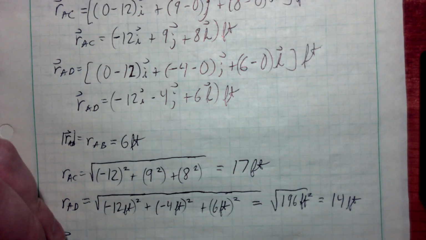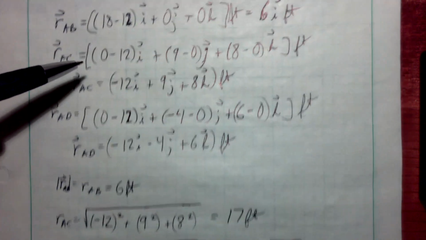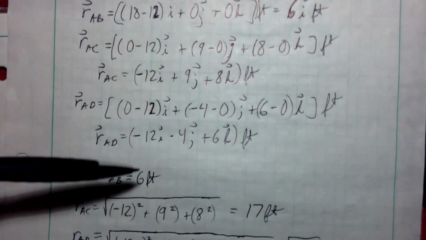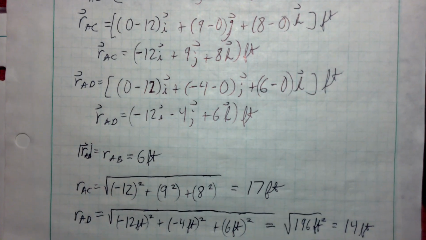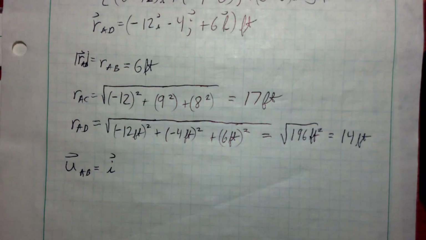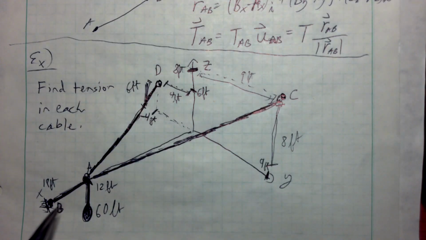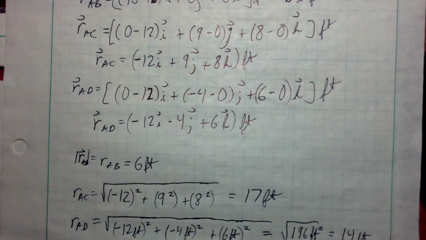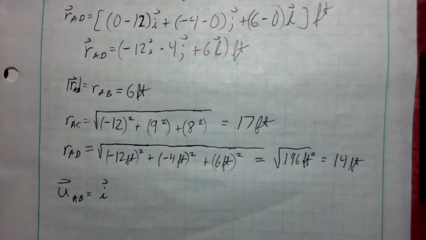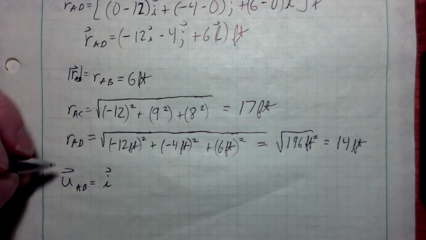So the unit vector AB is going to be, notice I've got 6i feet divided by 6 feet. Unit vector UAB, you actually could have seen this from the very beginning. It's just in the x direction, right? Notice this cable just points in the positive x direction. From here to here is going to point in the positive x direction. So just the i vector would actually have been sufficient for that one all along, but that's okay. It's okay to be able to prove that kind of stuff to yourself mathematically.